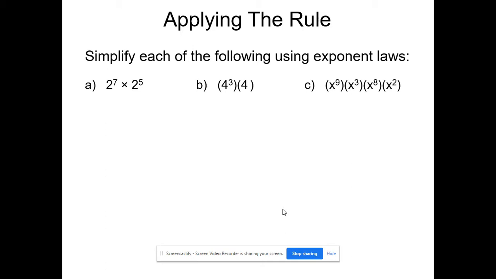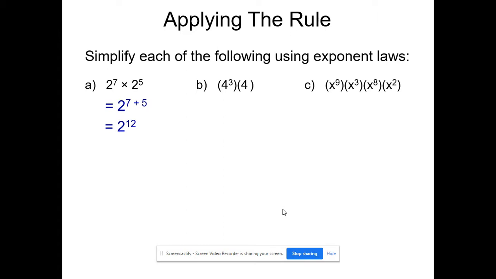So we're going to try applying this rule. We're going to do 3 quick examples. Our first one says simplify each of the following using exponent laws, and I have 2 to the 7 times 2 to the 5. They have the same base. We are multiplying, so I can add those two exponents together. So I get 2 to the power of 7 plus 5, and then 7 plus 5 is 12, so I get 2 to the power of 12. Now I could work out what 2 to the power of 12 is, but the question said simplify, not evaluate. If it said evaluate, I would work out what 2 to the power of 12 is on my calculator, but because it just said simplify, that's all I have to do.